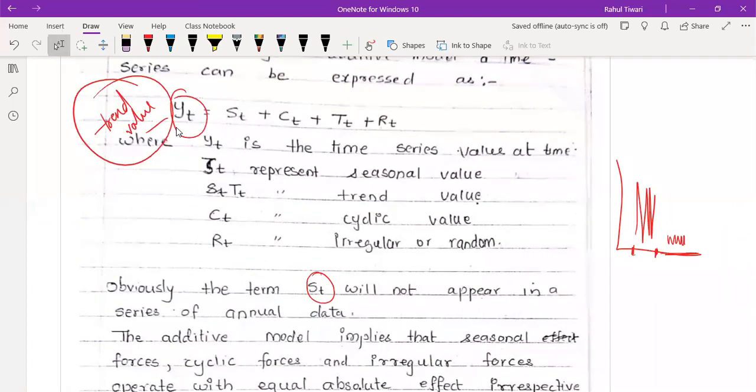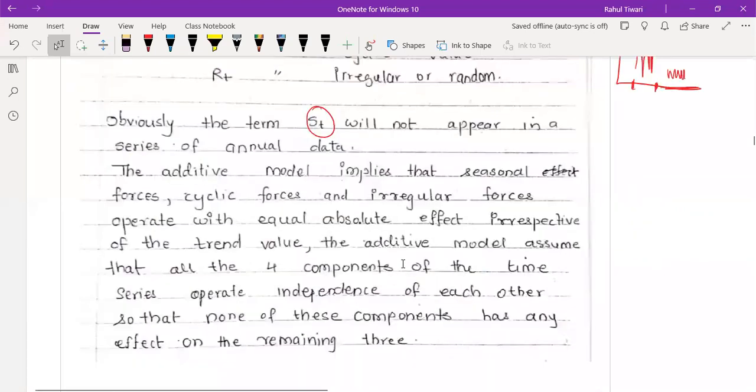What could be the effect on my dependent variable when the independent variables are affected? Usually we call it the dependent variable, but now in time series we are interested in knowing this trend value. We always call it the trend value, so make sure that we use this particular name. The additive model assumes that all four components of the time series operate independently of each other.